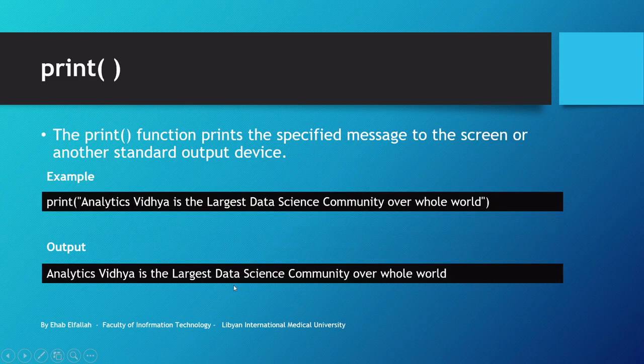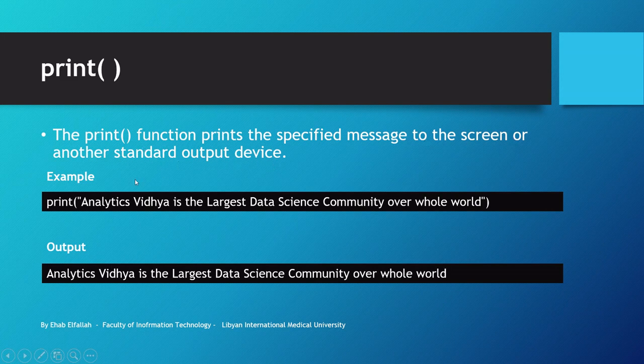So we will see some of the built-in functions that you already used before, and we will go through them quickly. The first built-in function is print. This function will print a specified message to the screen or another standard output device.